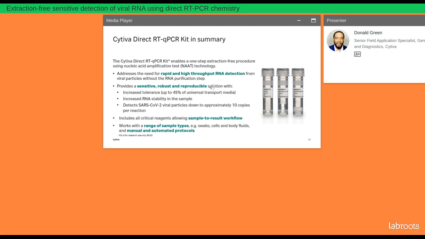This full kit includes all the critical reagents, really increasing the speed of the sample to result workflow. Works with a dynamic range of sample types, swabs, cells, body fluids, and it's pretty easy to set up for manual or automated protocols.